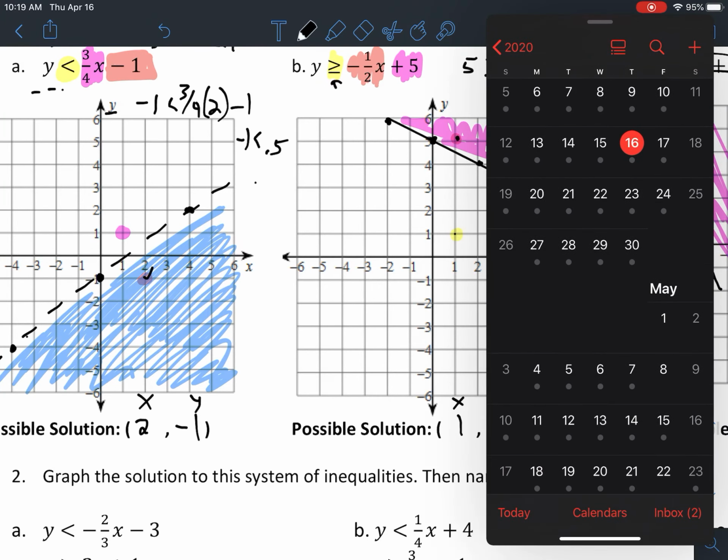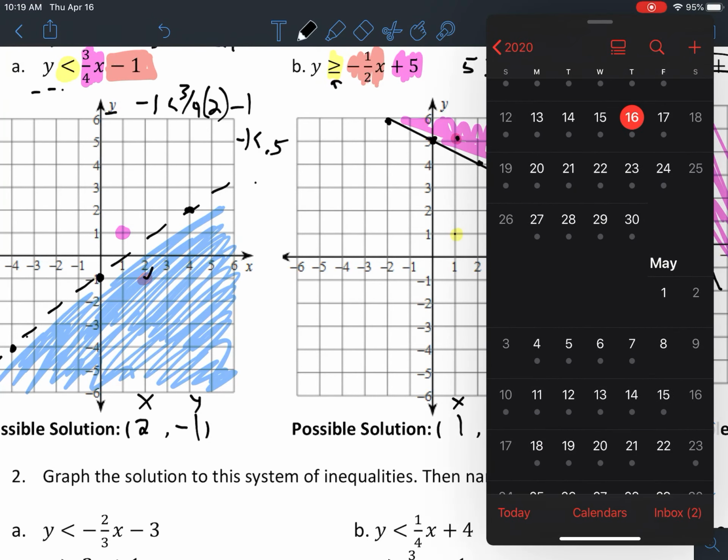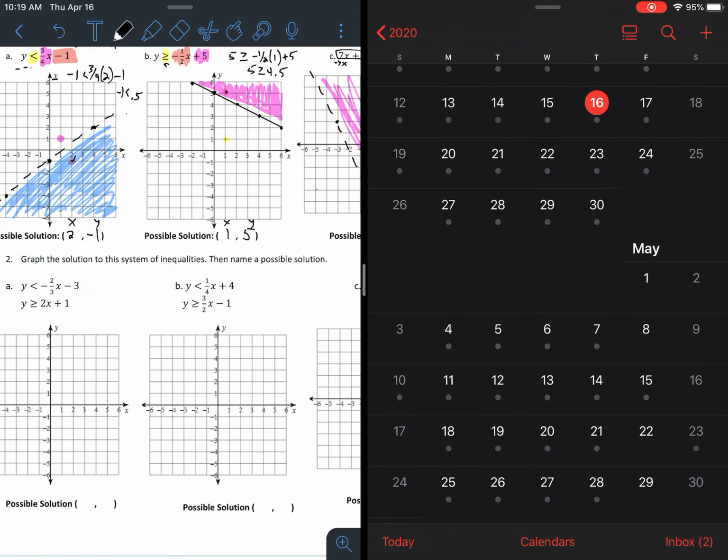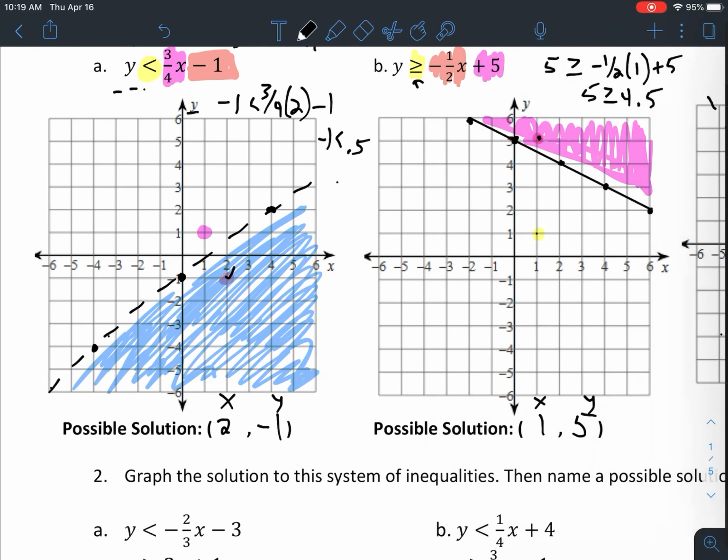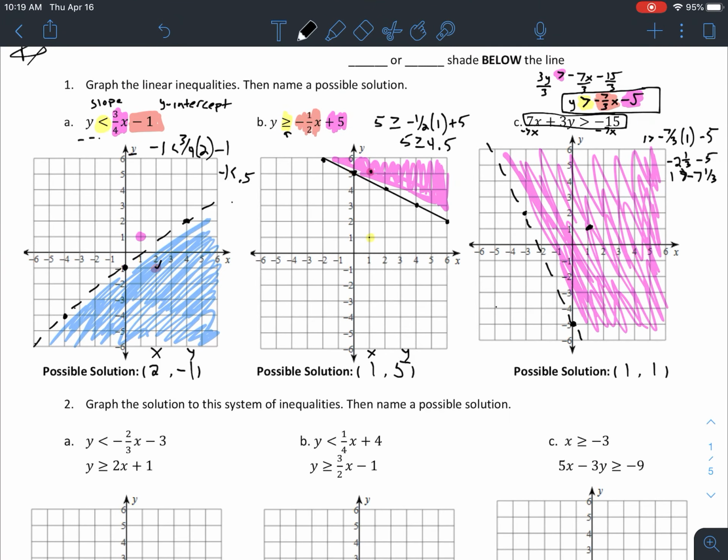You would only shade the side that, come on calendar. Sorry guys, I'm trying to get my calendar out of here. You would only shade the side that the problem works. So if the numbers work and make it a true statement, that's the side you would shade.